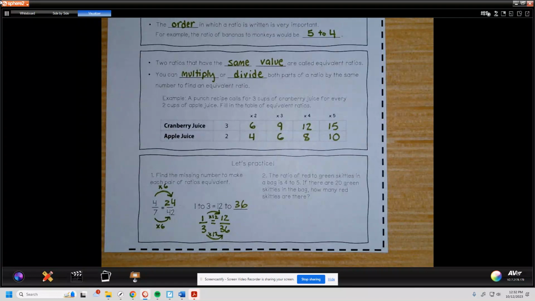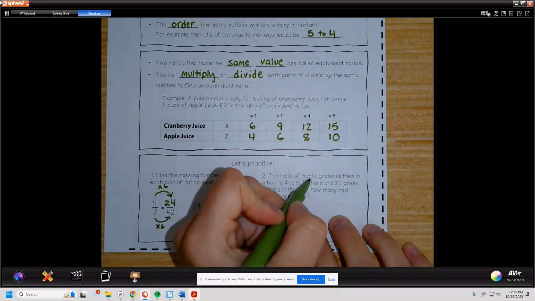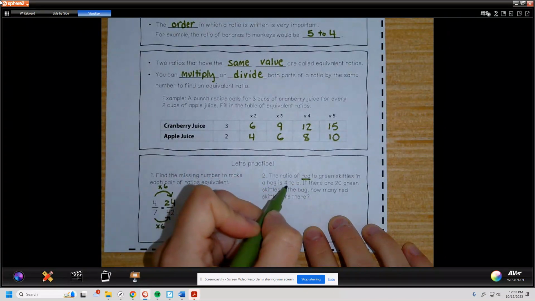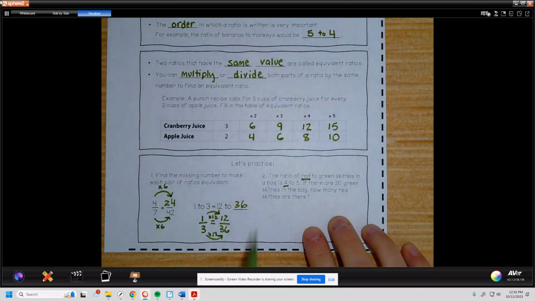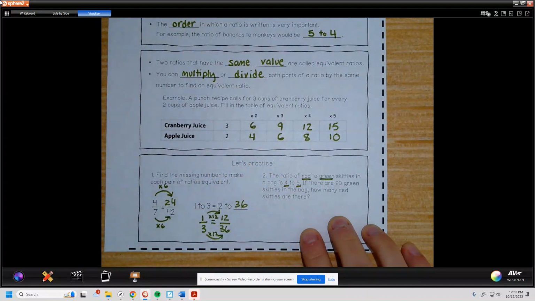All right, let's try a word problem. It says the ratio of red to green Skittles in a bag is 4 to 5. If there are 20 green Skittles in the bag, how many red Skittles are there? All right, first thing is you need to pay close attention to the order. It says red first, and then it says 4. So that means red is 4. Then it says green is 5.